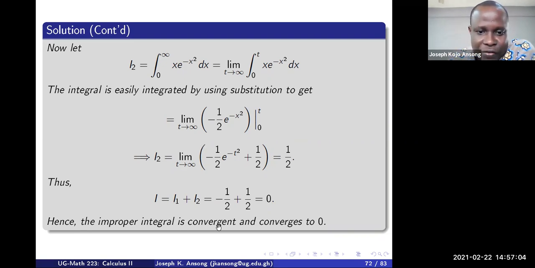Hence, the improper integral is convergent and converges to 0. Okay, sorry for the interruption.